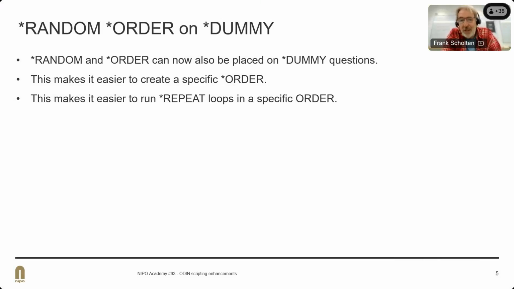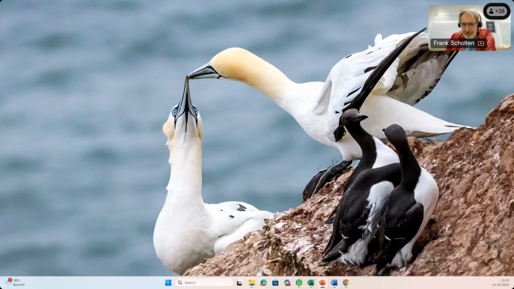But now, if you actually do a random on a dummy, that question will be randomized, which sounds kind of useless, but you can then use that randomization on a dummy question on another question. So that makes it easier to create a specific order. And it also makes it easier, and this is the one thing that I will demo, to run a repeat loop in a specific order. That sounds a bit abstract, so let's simply go into the demo and I think it will become clear.